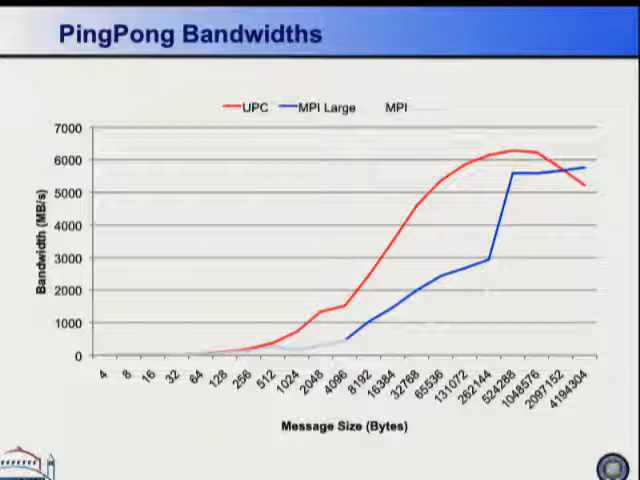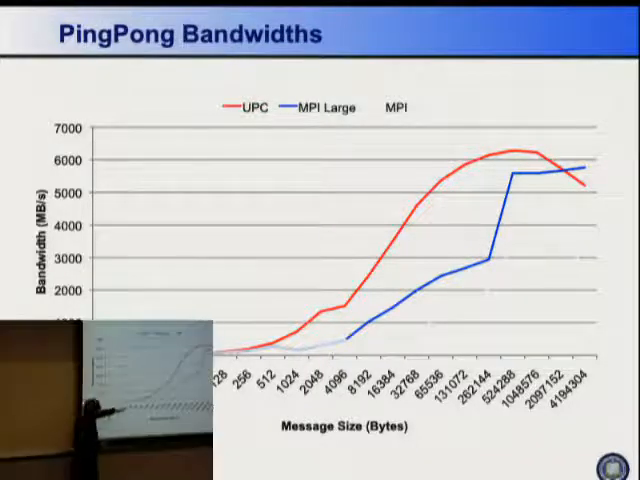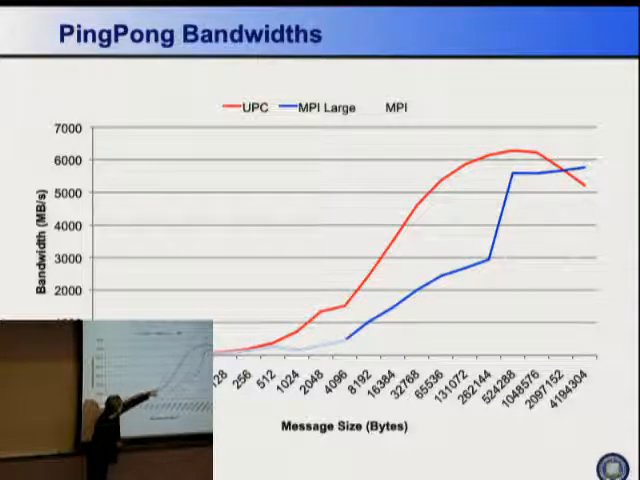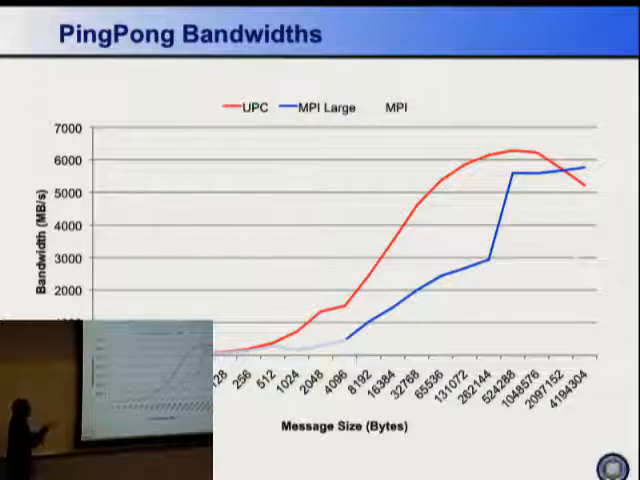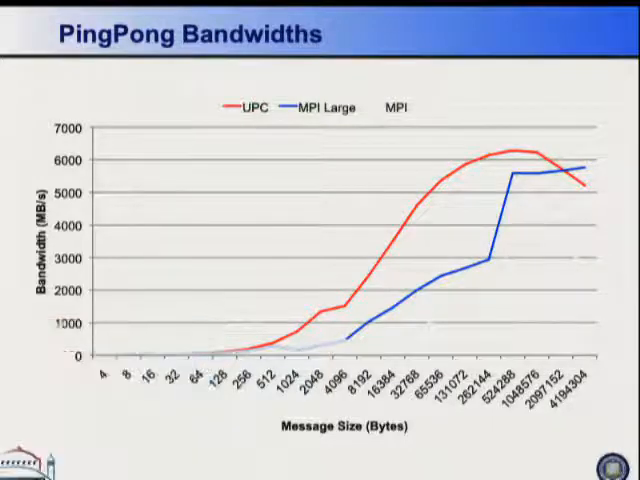And here's the bandwidth numbers. These are now not flood bandwidth. These are ping-pong bandwidth, where you're going back and forth with each large message. So you're actually waiting for the round trip of the message. And here's the UPC bandwidth, which is higher up until a point where something weird happens in the UPC implementation. It's kind of multiple weird things happening in the MPI implementation, but that's what you see.